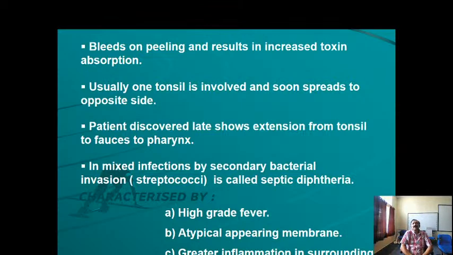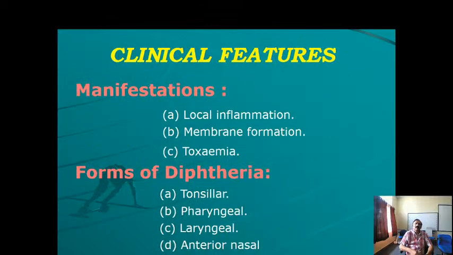In mixed infection, what happens is that once the person gets diphtheria, his immunity is down, so a secondary bacterial infection can occur, and this we call septic diphtheria. It is characterized by high-grade fever, atypical appearance of membrane, and greater inflammation in the surrounding structures. So the clinical features which we have already talked about are local inflammation, membrane formation, and toxemia.